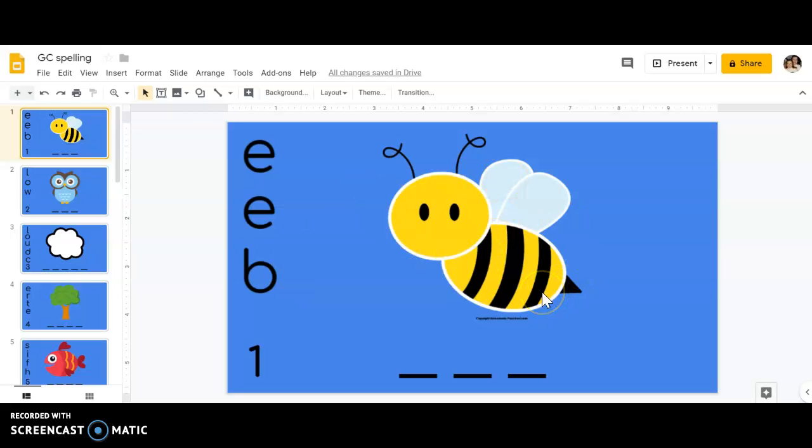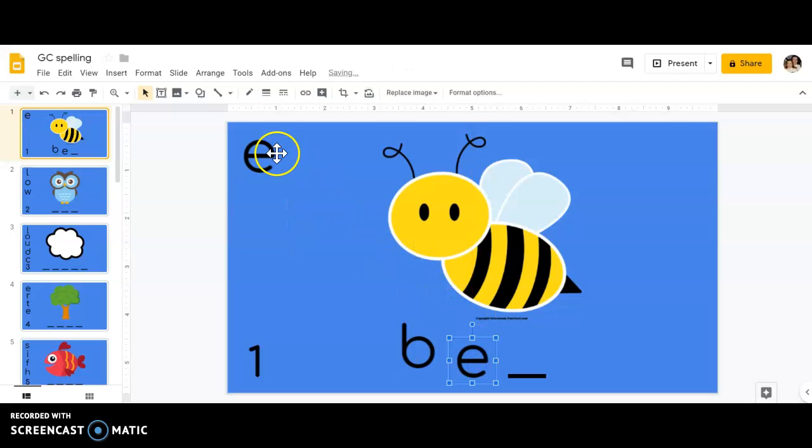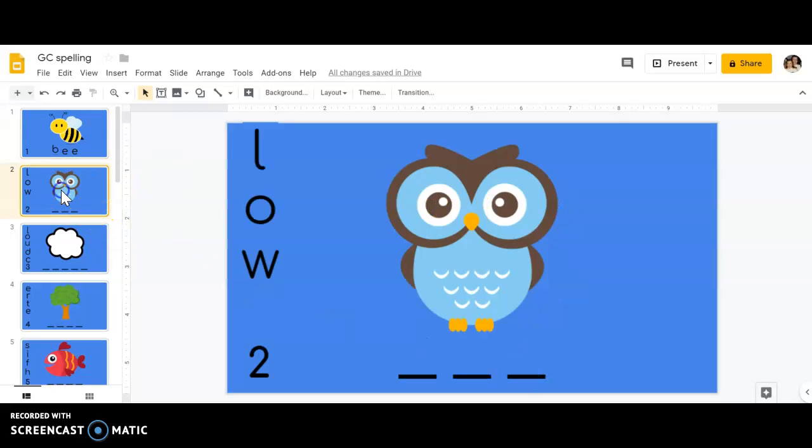My first picture is a picture of a bee. B-E. I know the beginning sound is a B, so I'm going to click and drag the B to the first line. Then I have E. I know E is a hunk and chunk, so I can put both double E's after the B. Then I'm going to look at the word and see if it looks right. Does that look like the word bee? Yes, I did it correctly. Let's go to another one.